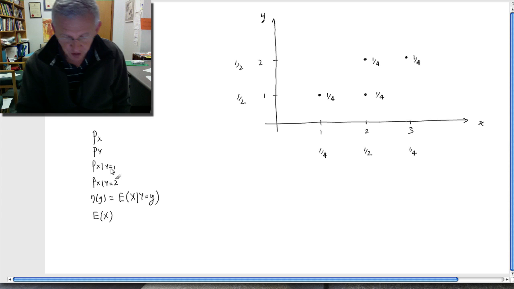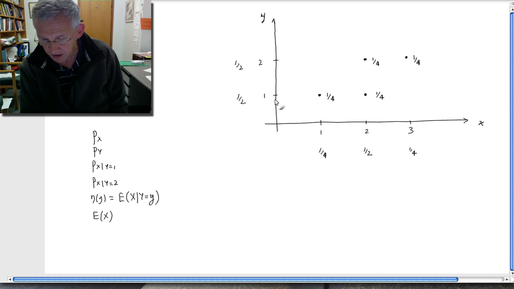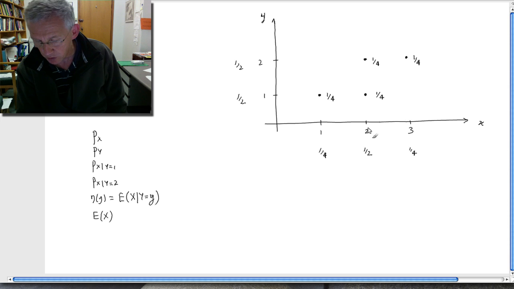The conditional distribution of x, given that y equals 1. Let's fix y to be 1. The point has to have come out to be one of these two here, and we're interested in x, so x can either be 1 or 2. You can get the conditional distribution by taking the joint and dividing by the marginal. So it's a quarter divided by a half, which becomes a half.